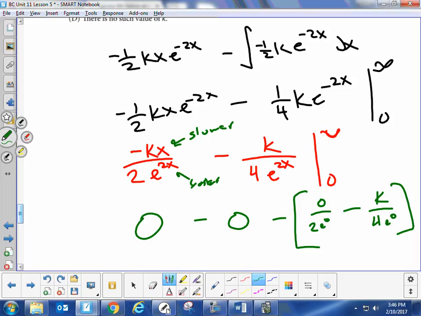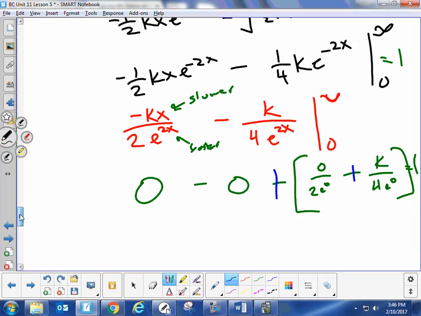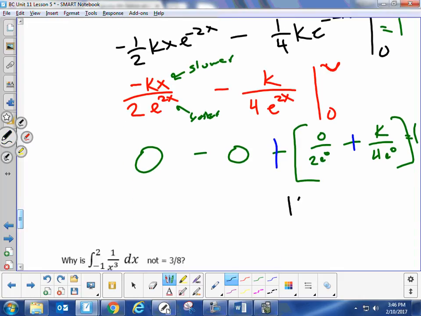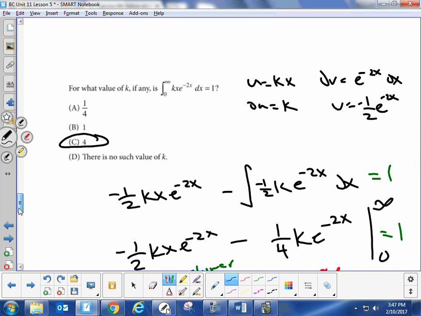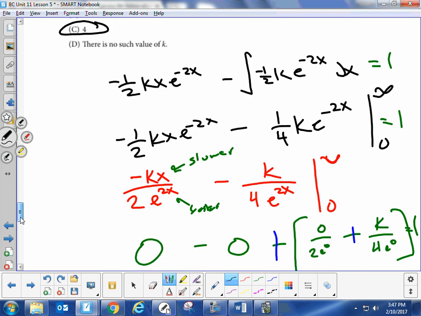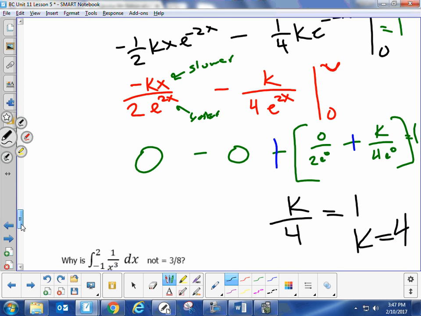And this all equals 1. So this is just positive k over 4 equals 1. What is k? So it wasn't D, it was C. Close. Okay?